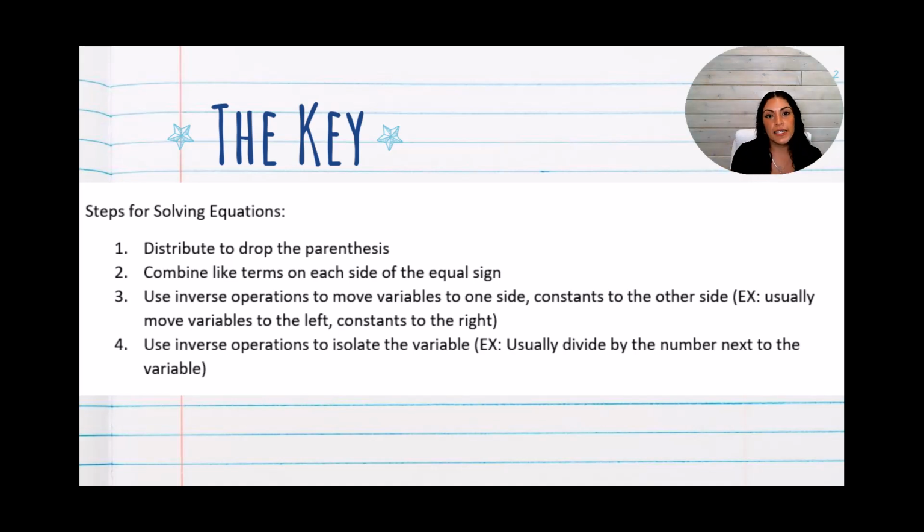And you'll notice in my steps, I say that I'm usually going to move variables to the left, constants to the right, but that's because we read from left to right, and I think we like when an equation ends with like x equals blank. So that's just my preference. You don't need to do it that way. Lastly, use inverse operations to isolate the variable, and that usually involves dividing apart the number from that variable so we can leave the variable isolated or alone.